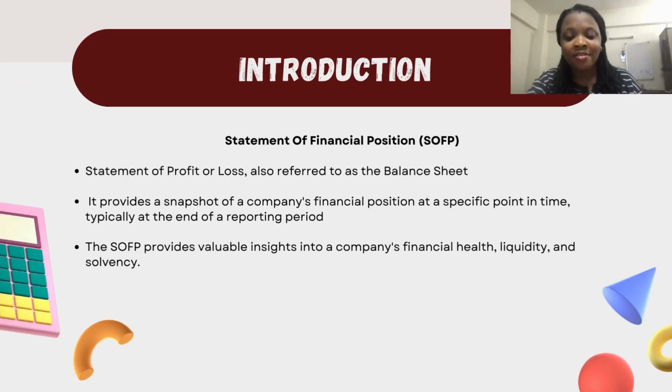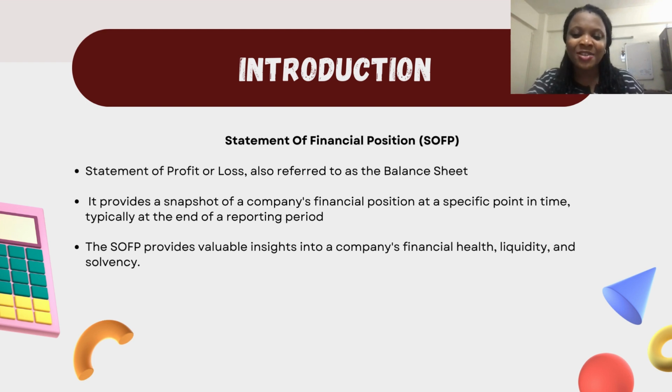Moving on to the statement of financial position, also known as the balance sheet. Unlike the SOPL, which summarizes financial performances over a specific period, the SOFP provides a snapshot of a company's financial position at a particular point in time, and this is usually at the end of a reporting period. The SOFP outlines the company's assets, liabilities, and shareholders' equity, showcasing the resources owned by the company, its obligations, and the residual interest of the owners.